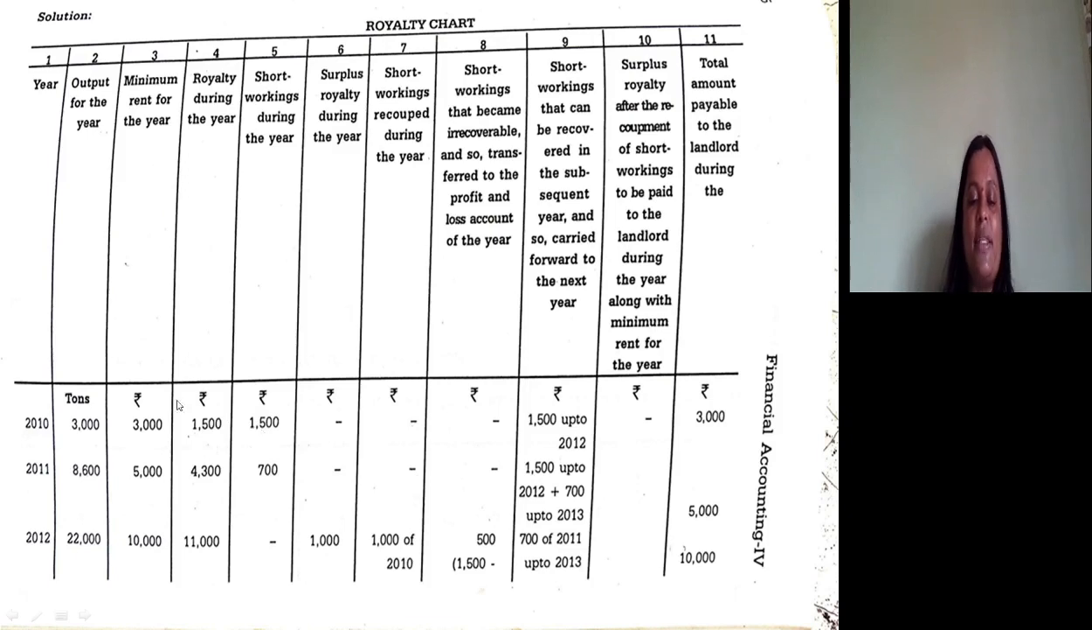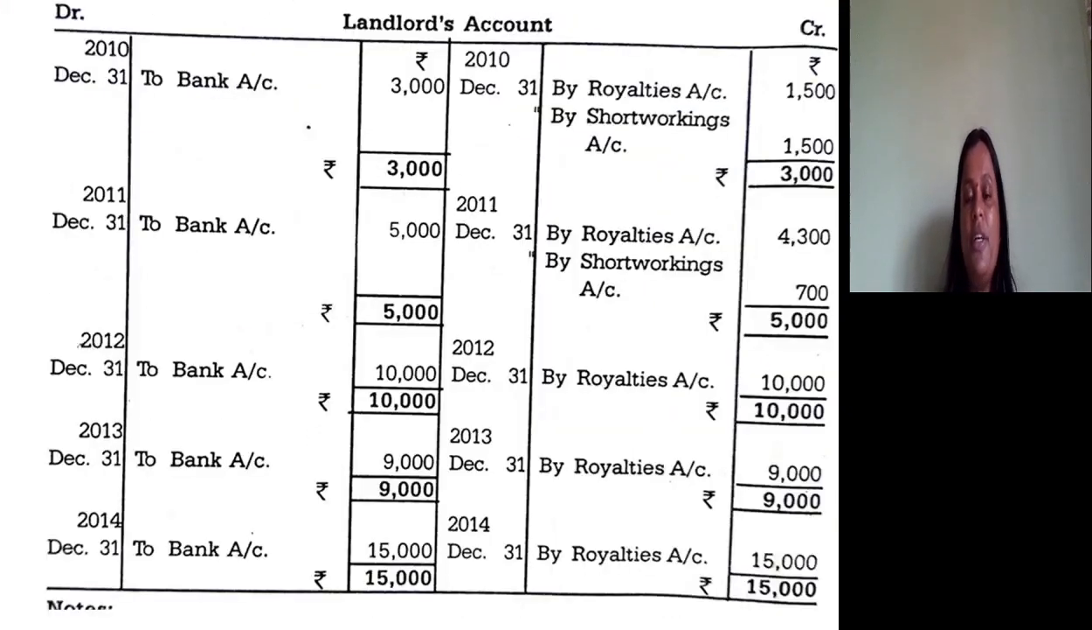1,500 to lessor, amount due to lessor is 3,000. So first you should go through landlord account, meaning lessor account. There you have to pass the due entry. Once you pass the due entry, there are two accounts, royalty and short working.